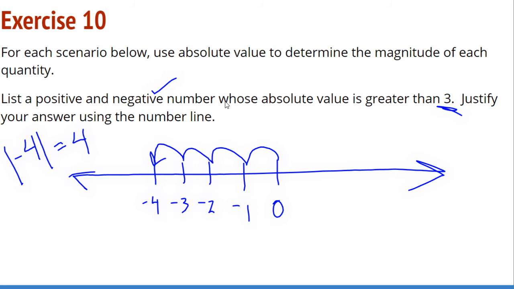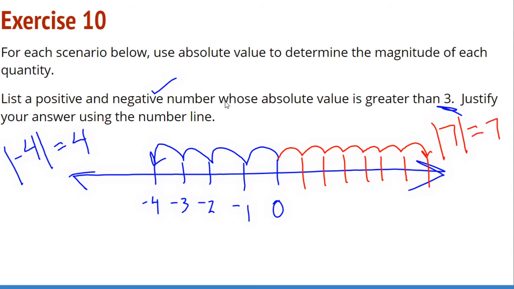I could do a positive number. How about 7? If I count from 0, 1, 2, 3, 4, 5, 6, 7, 7 is 7 units from 0, which means the absolute value of 7 is 7. An absolute value of 7 is greater than an absolute value of 3.